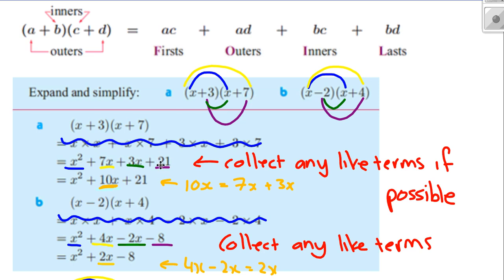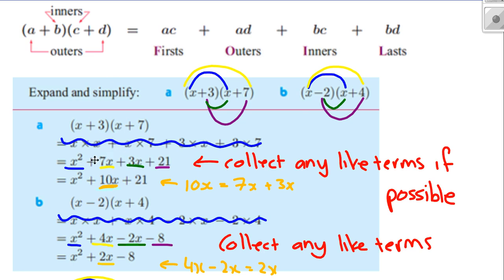Tends to be on the very last term people get a bit tired and maybe they'll make a mistake. They'll add by mistake instead of multiplying, or they'll get the negative signs wrong. So just be careful. Always double check, particularly your last term. Then you see if you can collect any like terms. x squared plus 7x plus 3x plus 21. Collect any like terms if possible. Even if they don't say simplify, you have to automatically do this.